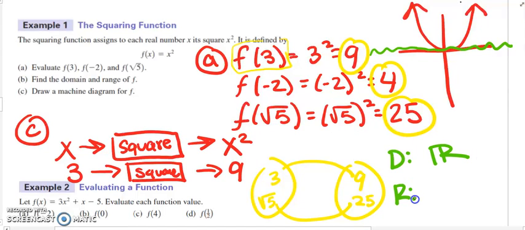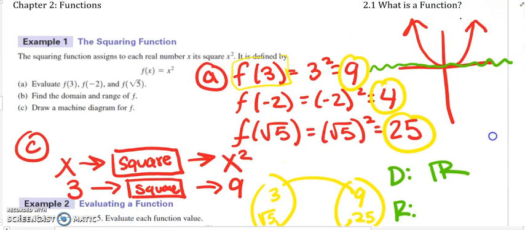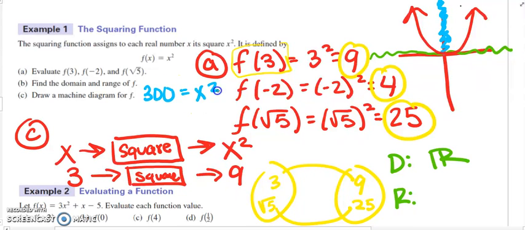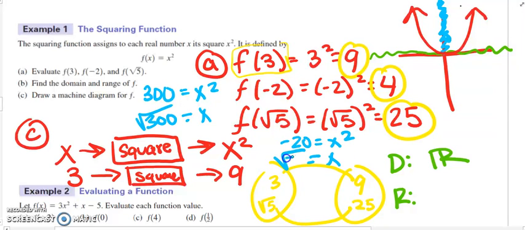The range, on the other hand, range is your y values. What numbers can you not get out of a square? You can't get out negatives. And you can see here, I can get out any of these numbers, right? I can have 300 and solve. These are my y values, so I can plug in 300. Oh, I can solve that, right? I can get the square root of 300. What if I plugged in negative 20? Can I solve that? Not and get a real number.